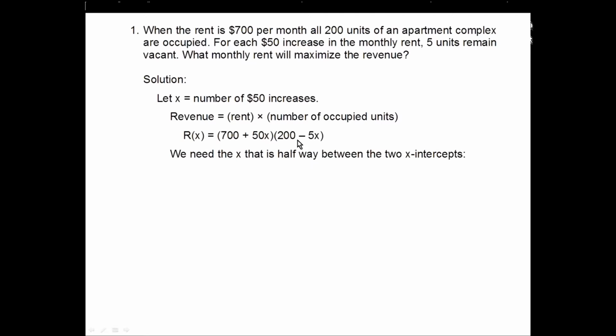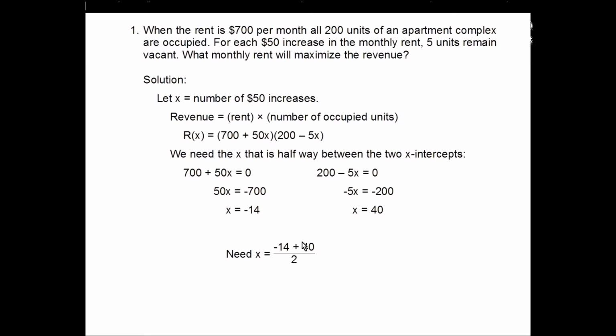So let's set each one of these factors equal to 0 and solve. So 700 plus 50X equals 0. Okay, subtract 700. 50X equals negative 700. So X is negative 14. Now do the other one. 200 minus 5X equals 0. Okay, subtract 200. So negative 5X equals negative 200. Divide by negative 5. X is 40. So those are my two X-intercepts.